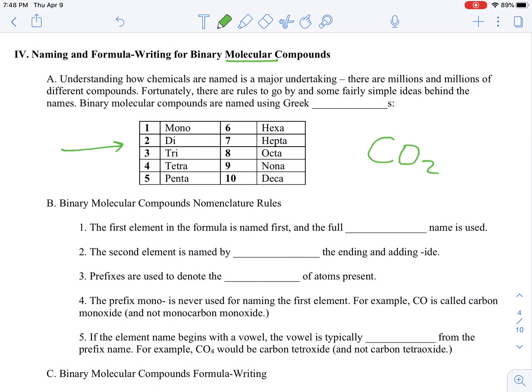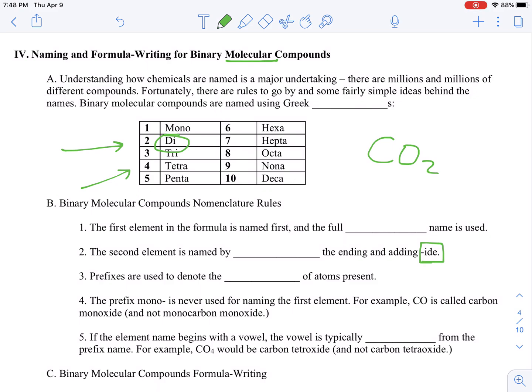So in carbon dioxide, we write out the entire first word, which is carbon. But that second one, oxide, we got that by dropping the ending, right? So we chopped off the ending of oxygen. It's no longer oxygen, and we changed it to an IDE ending. So all of these will end with IDE. That's why it's oxide, not oxygen. Now we're also going to use these prefixes that you see up top to denote how many. So you'll notice there are two oxygens. That's why it's carbon di, because di means two, carbon dioxide.